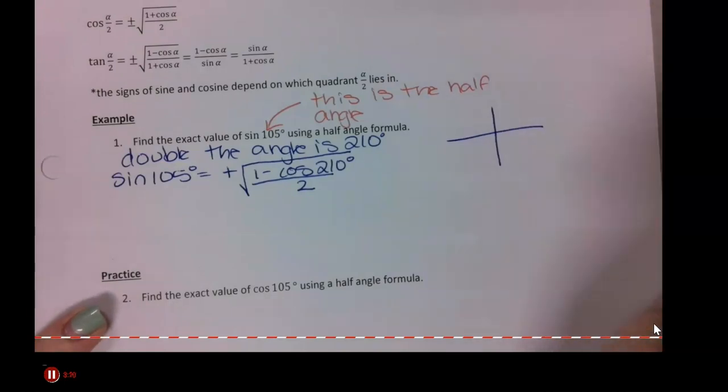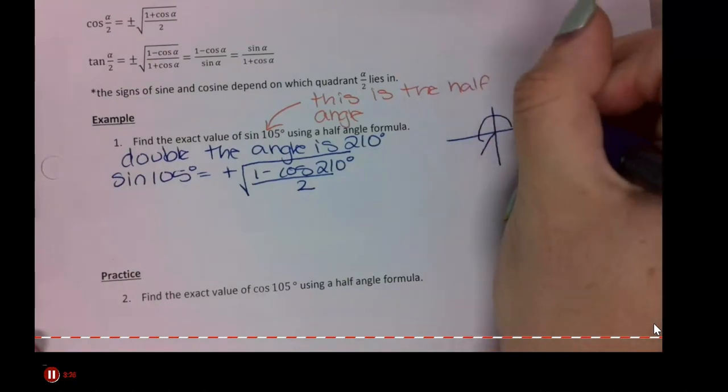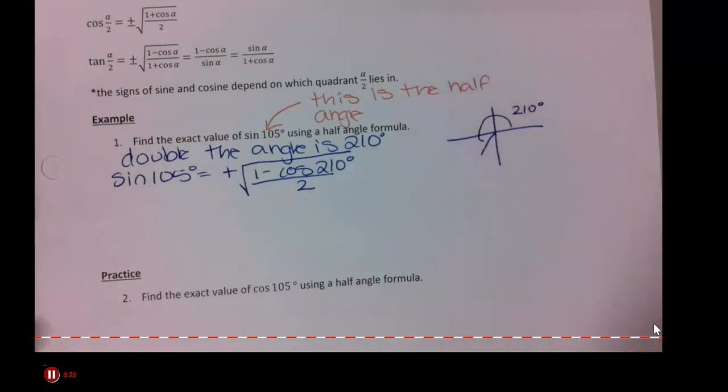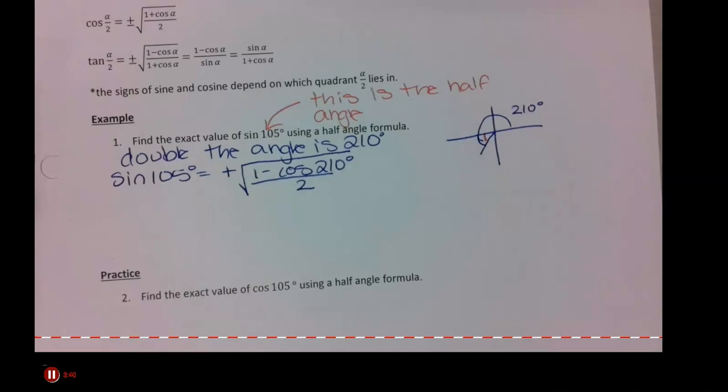So what quadrant is 210 really in? Third. So remember, this whole angle is 210 degrees. What is my reference angle there? So reference angles are the distance from the x-axis. So, yeah, 30.